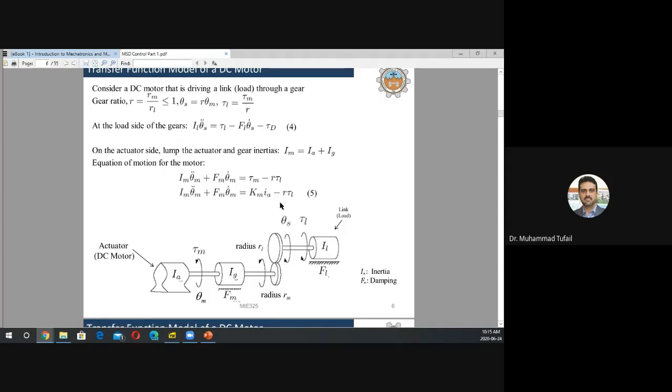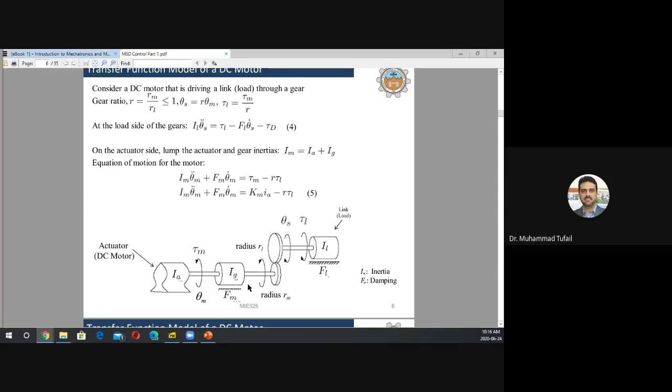So at the load side of the gears, if you look at this side of the gears, what equation can we get? We get the inertia of the load times the angular acceleration. That's the expression for the torque. That's equal to the input torque that is coming all the way from the motor through the gear transmission. Subtract from that any losses, any dissipation due to damping, due to friction. And subtract from that any torques that are coming from disturbances, any other torques.